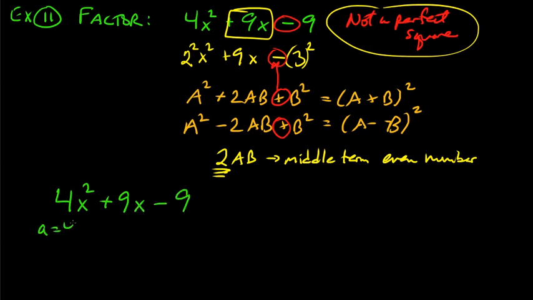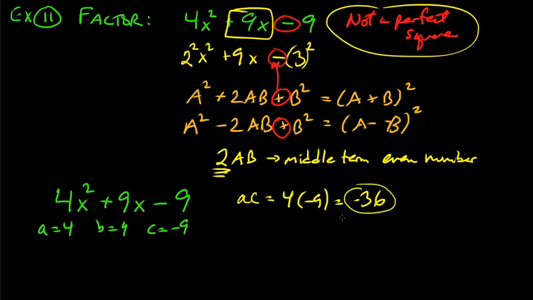So A is 4, B is 9, and C is negative 9. And so A times C, 4 times negative 9, is negative 36. So what two numbers multiply to negative 36 and add to 9? So the bigger number should be positive, right? So it's not negative 1 and 36, it's 35.